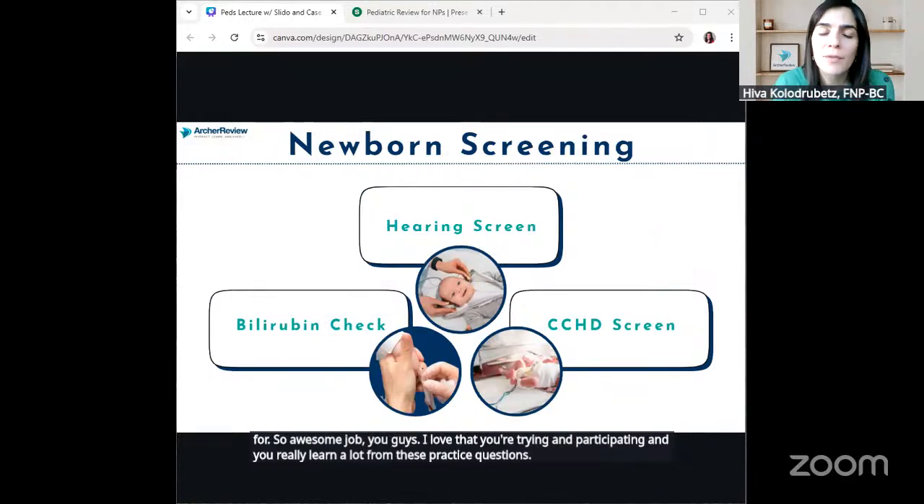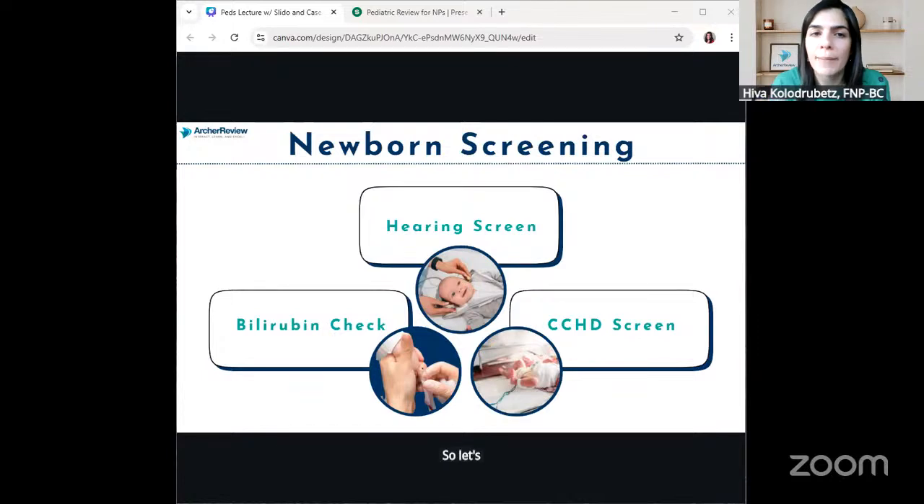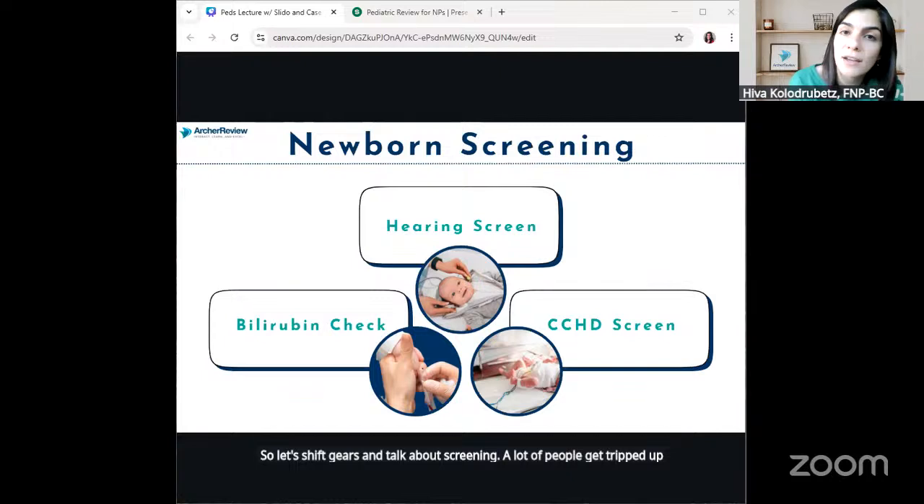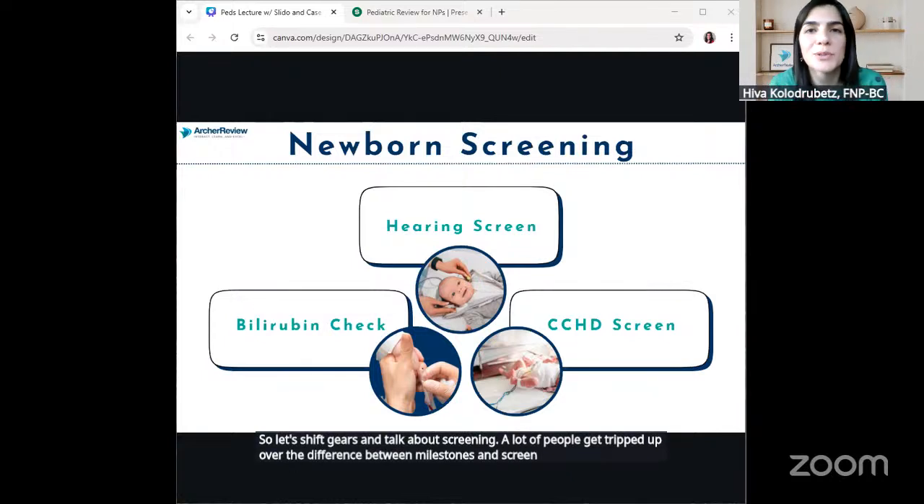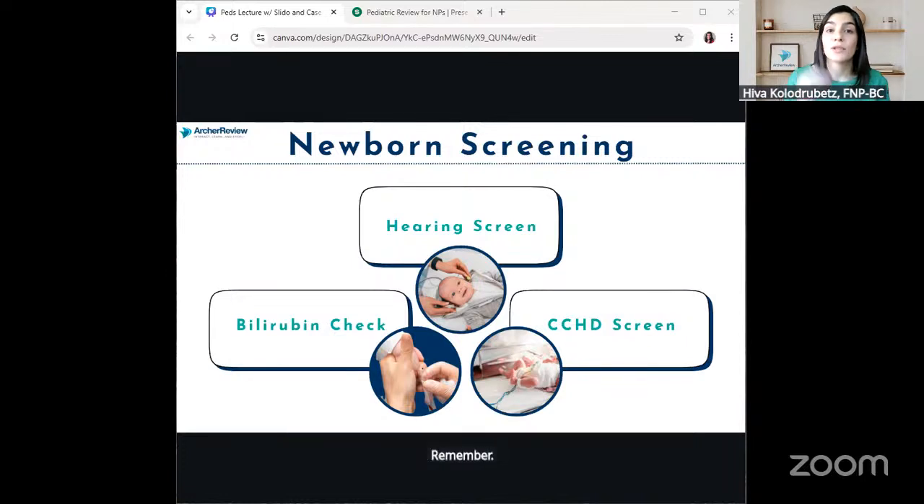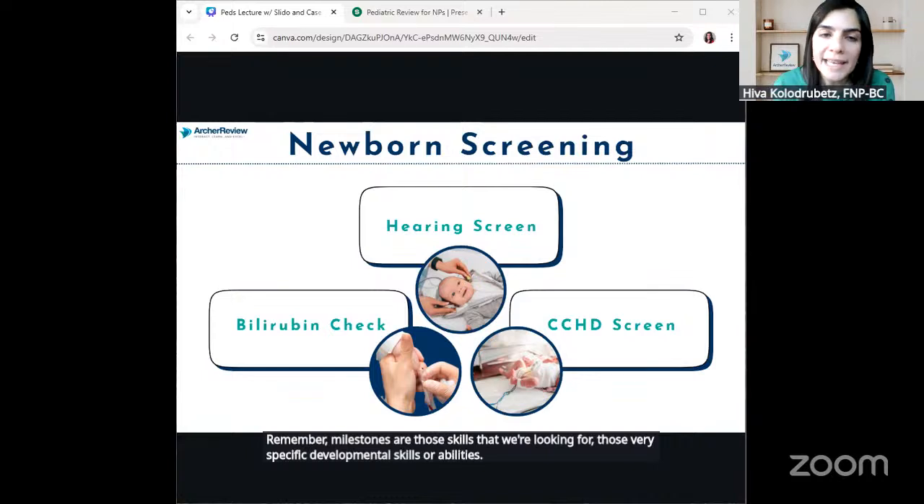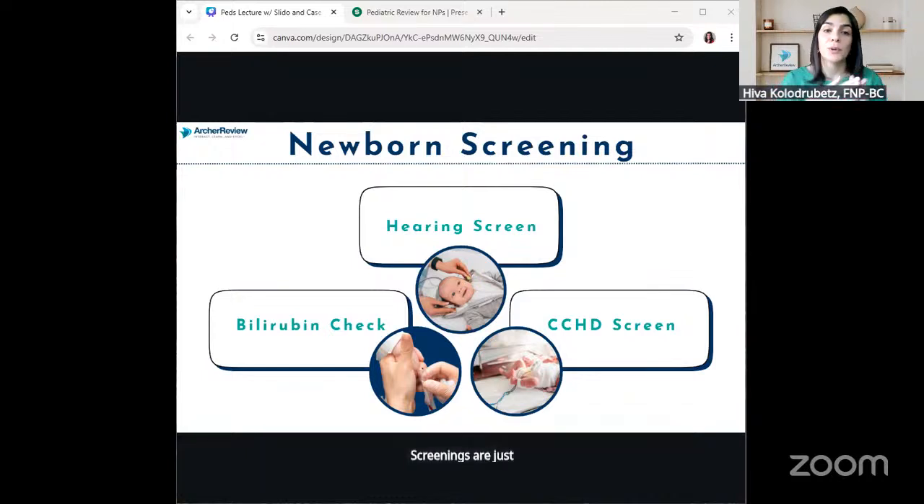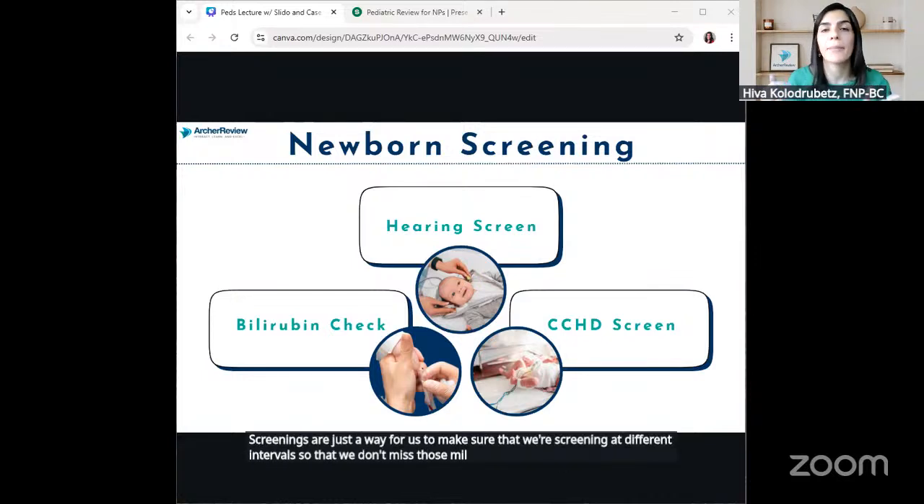So let's shift gears and talk about screening. A lot of people get tripped up over the difference between milestones and screenings. What are the differences between screenings and milestones? Remember, milestones are those skills that we're looking for, those very specific developmental skills or abilities. Screenings are just a way for us to make sure that we're screening at different intervals so that we don't miss those milestones that are lagging behind, right?